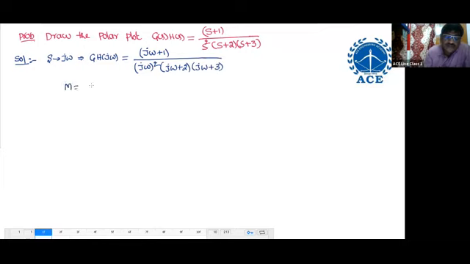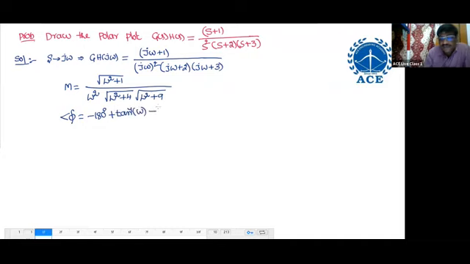Then write the magnitude: root of omega square plus 1 by omega square into root of omega square plus 4 into root of omega square plus 9. Write the phase angle: minus 180 plus tan inverse omega minus tan inverse omega by 2 minus tan inverse omega by 3.